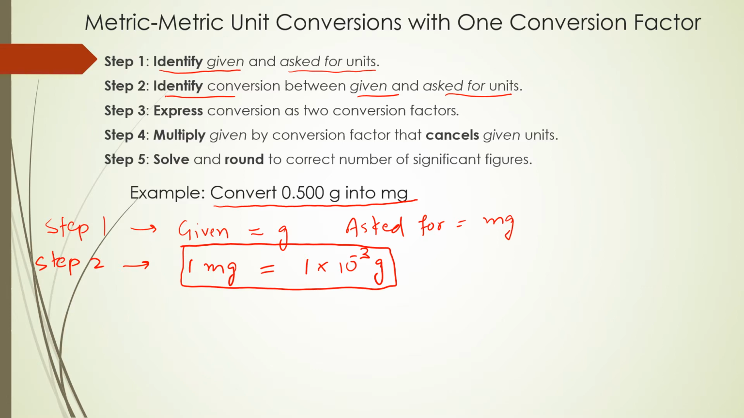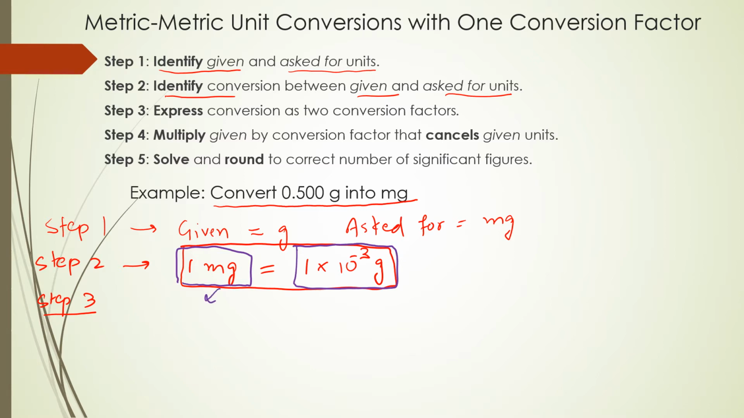Step number 3: express the conversion as two conversion factors. From each conversion, there are two conversion factors. How do we write the conversion factor? It's the left hand side divided by the right hand side. Whatever is on the left hand side, the entire thing, number, units, everything, divided by the right hand side of the conversion. So that's one conversion factor.